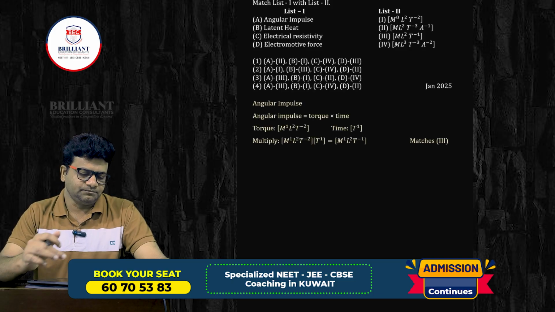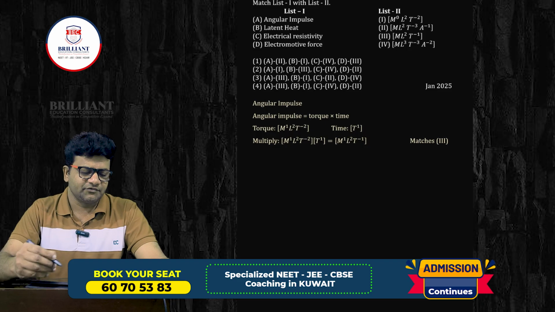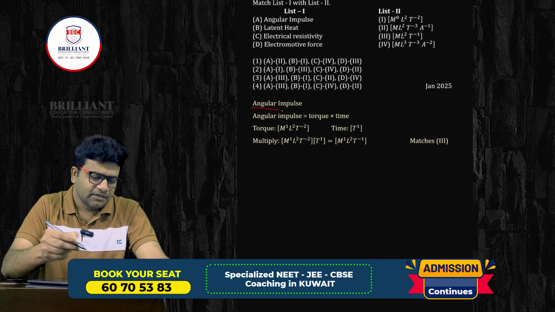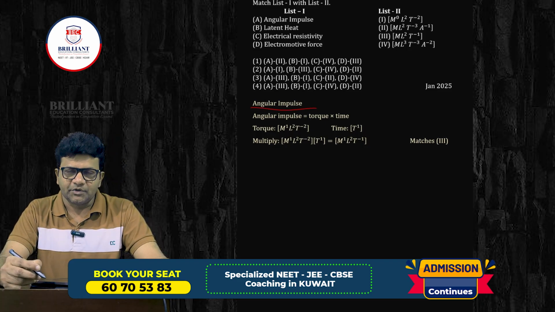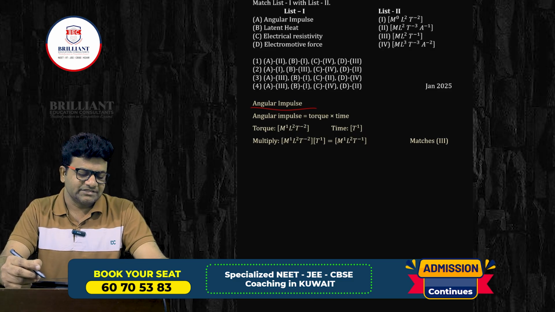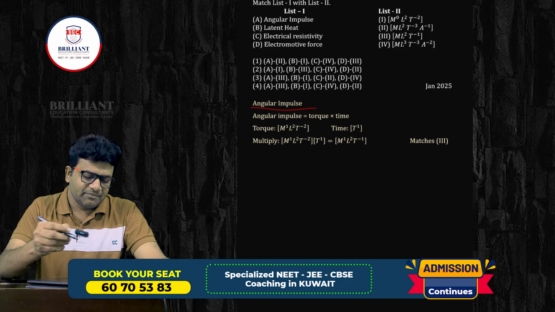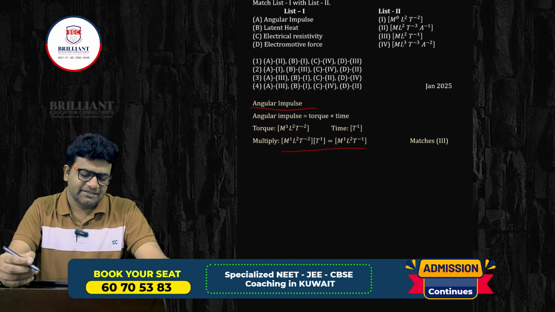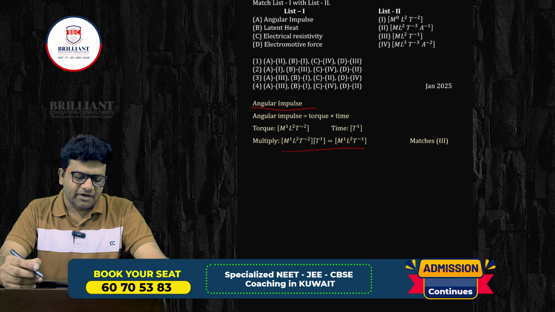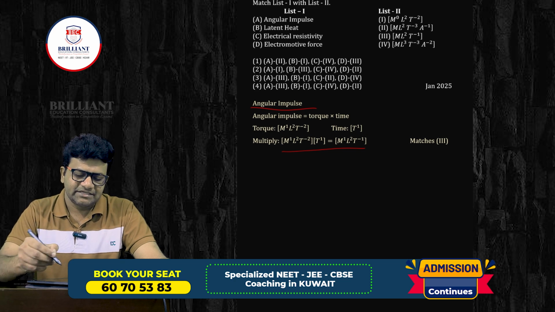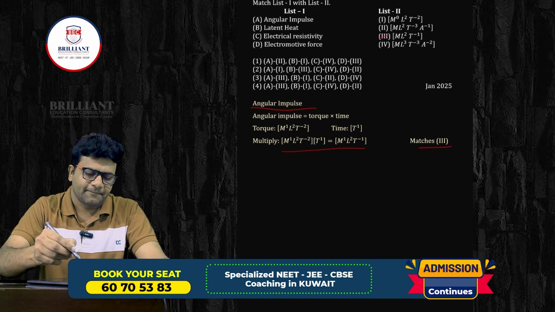And options are there. See, first you have to find out angular impulse. Angular impulse, we know the equation: torque into time. So the dimension of torque is ML square T power minus 2, and time is T. By multiplying and simplifying, we get the answer ML square T power minus 1. It matches with option 3 here.